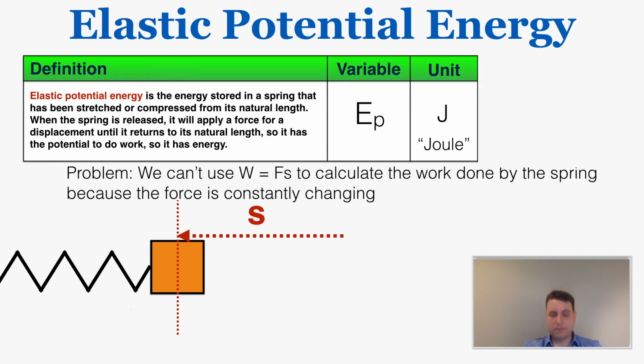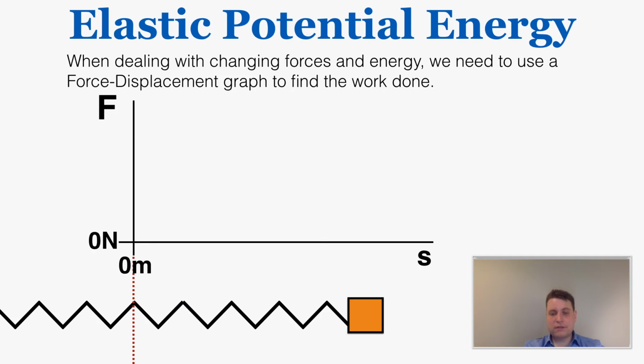So we can't use work equals force times displacement because we don't have a single consistent force to plug into that equation. So the way that we're going to solve this is to make a force displacement graph to find the work done. I'm going to explain why in just a moment. I'm just going to need you to follow along. This is probably the most complex proof in this unit. I'm just going to need you to follow along with the visual for a minute.